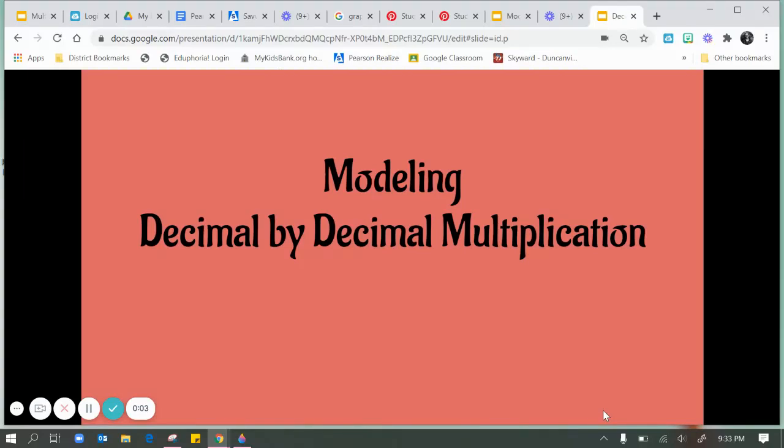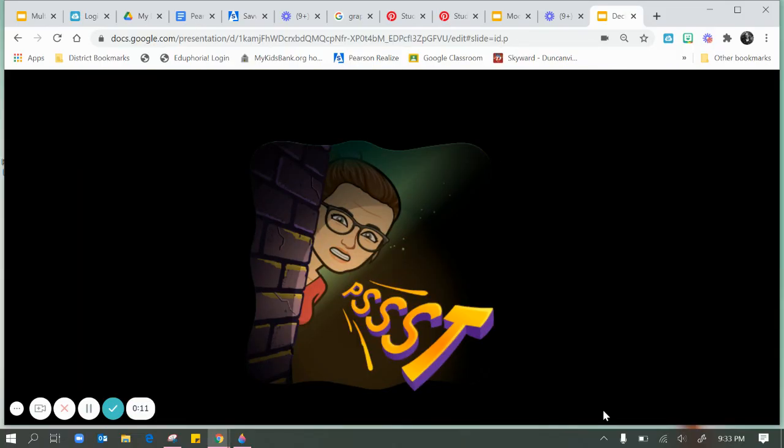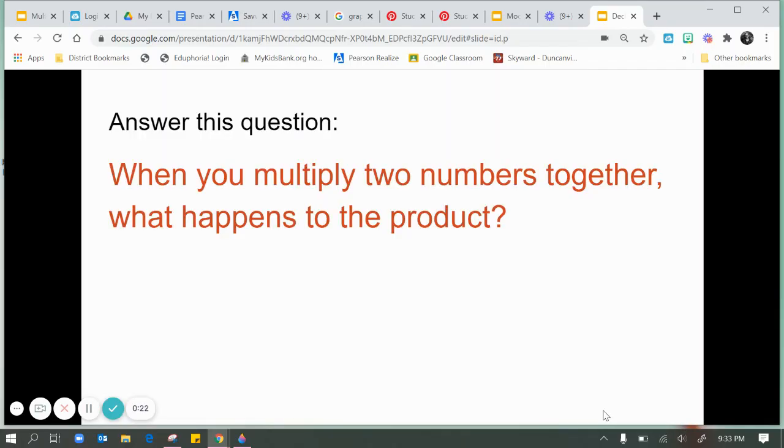Today, students, we're going to learn all about modeling decimal by decimal multiplication. Psst. You want to hear something that's going to blow your mind? Stay tuned. But first, answer this question. When you multiply two numbers together, what happens to the product? Pause the video while you answer the question.